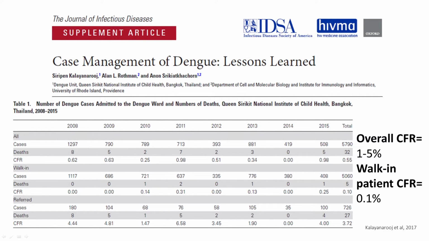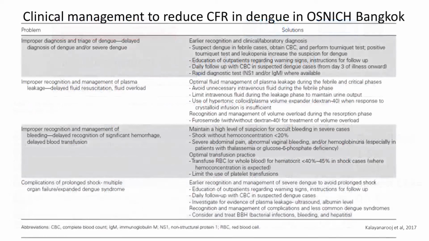This is an interesting study from Queen Sirikit National Hospital in Bangkok. The study is about case management of dengue, covering the time from 2008 until 2015. We can see in this table that the overall case fatality rate is around 1 to 5%, but for walk-in patients, the case fatality rate is only 0.1%.